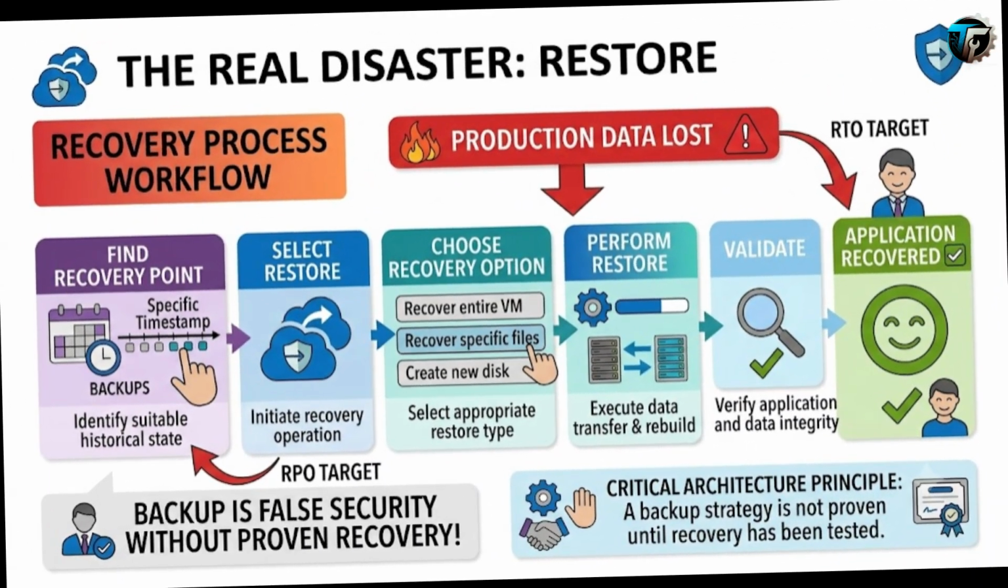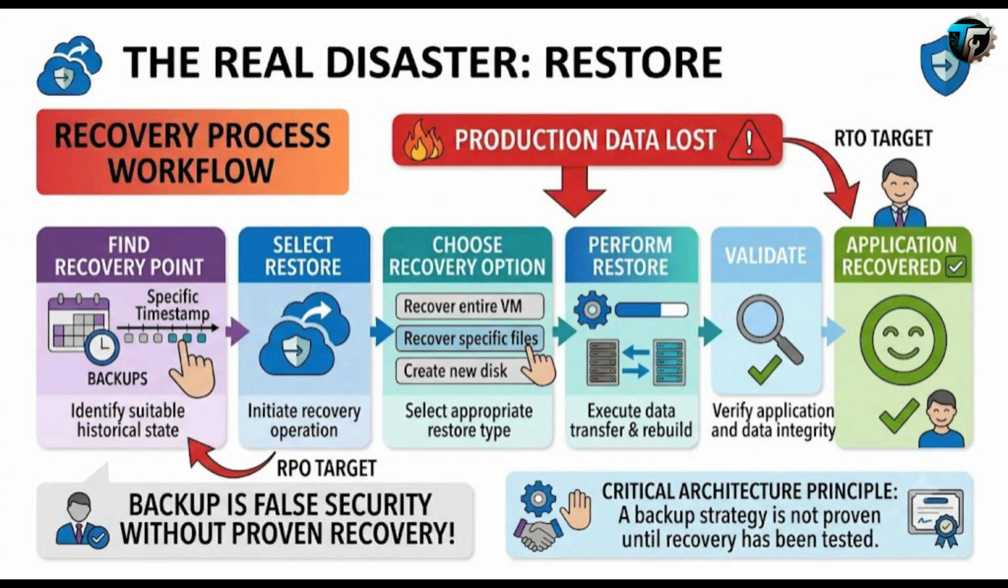Now comes the most important test. What happens when disaster actually occurs? We identify the appropriate recovery point. We choose the recovery option. We perform the restore. And then we validate the application and the recovered data. Because here's a critical architecture principle. A backup strategy isn't proven until recovery has been tested.